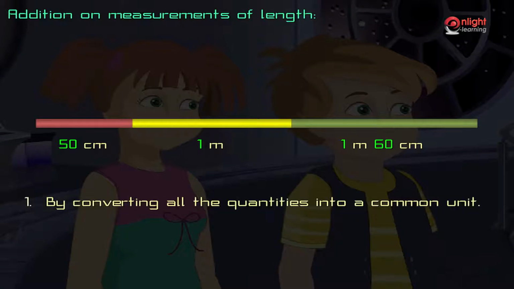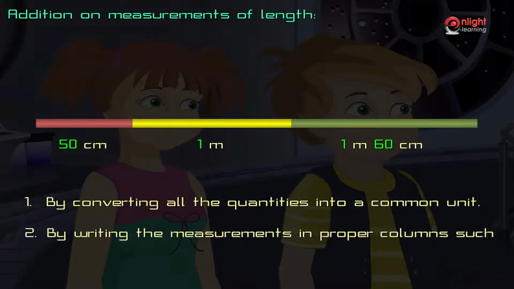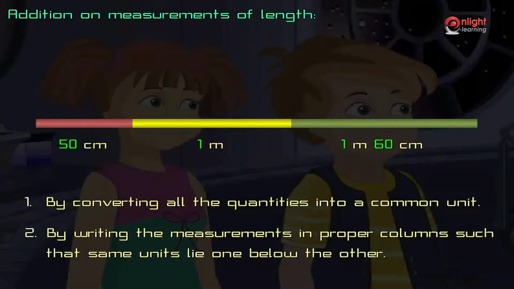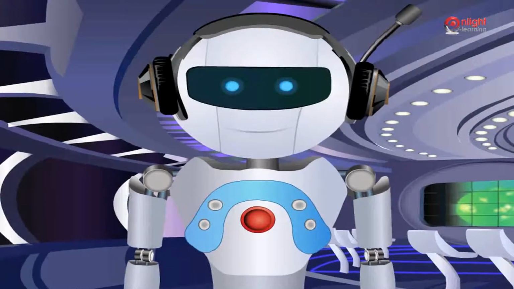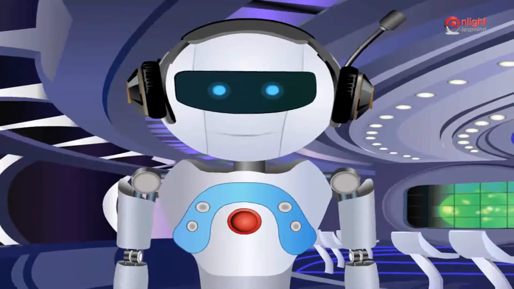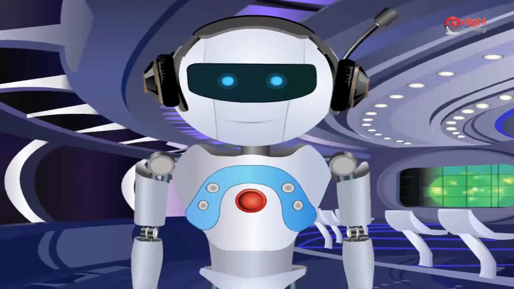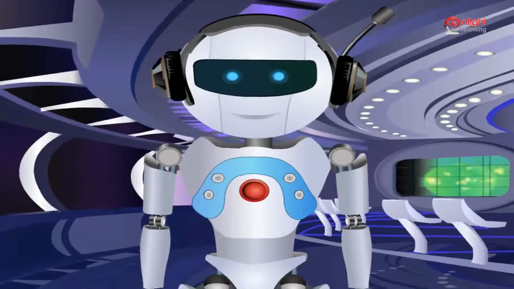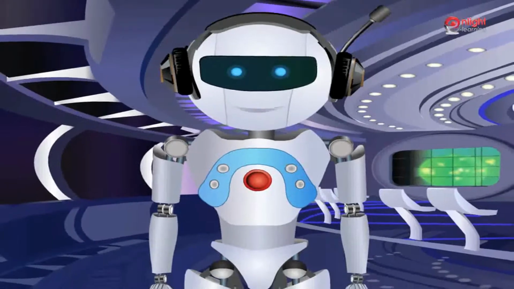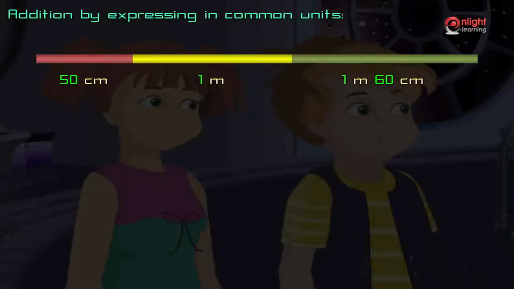One method is by converting all the quantities into a common unit. The other method is by writing the measurements in proper columns such that the same units lie one below the other. Let us discuss both the methods. Let us first employ the method of expressing in common units to solve this problem. In this method, all the quantities are expressed in a single unit. Let us convert it into meters.